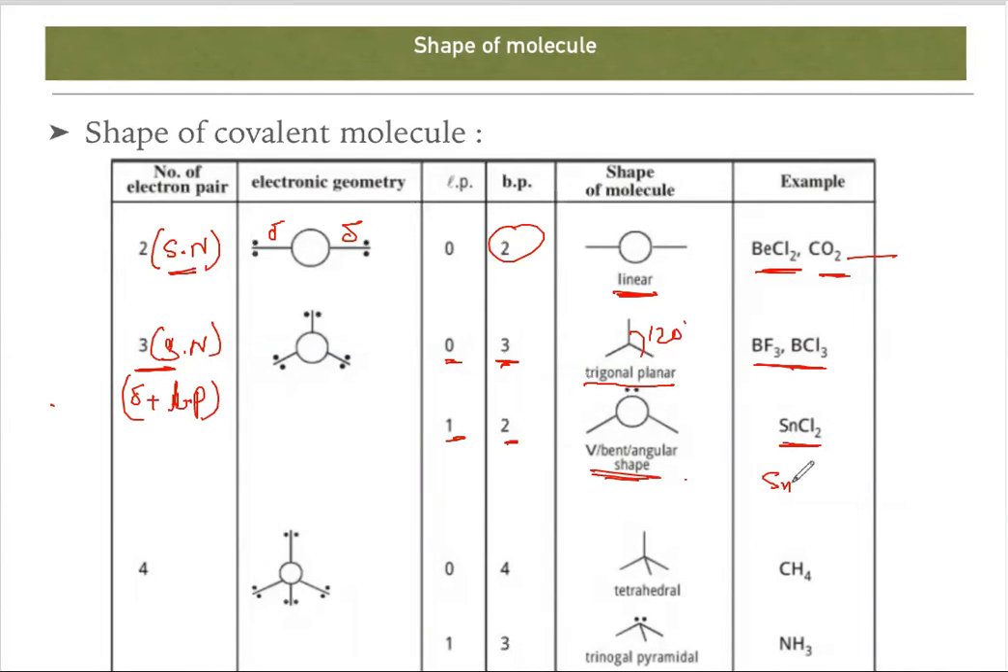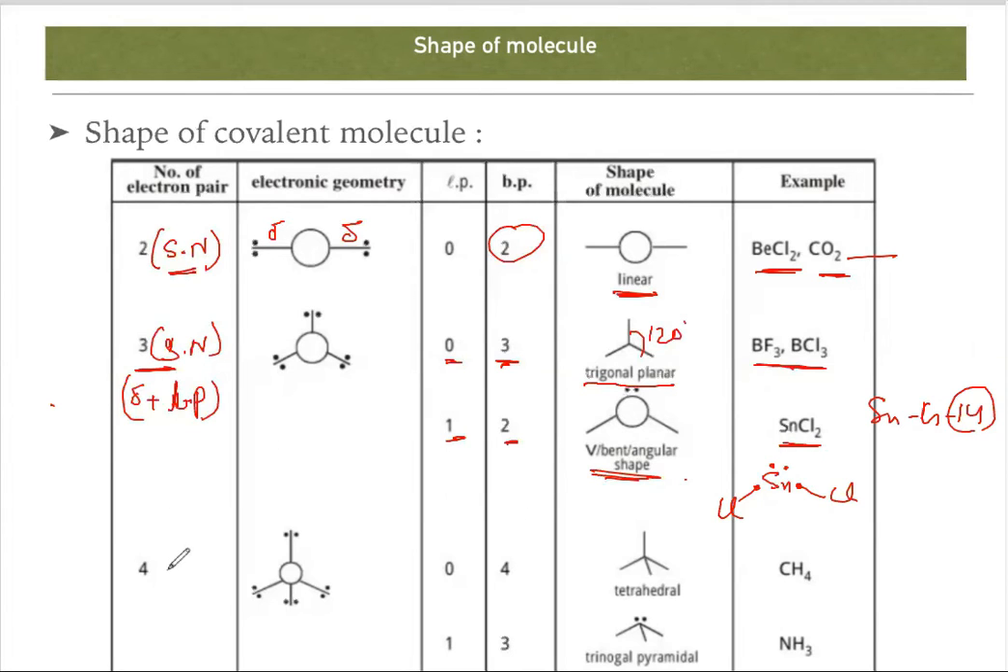How do you know its geometry is V, bent or angular? See, Sn, tin. Tin belongs to which group? Tin belongs to group number 14. 14 group means it must have 4 electrons around its center atom. So 1, 2, 3 and 4. And chlorine will share 1 electron. Another chlorine will share another electron. So how many lone pair left? Only one lone pair. Okay, so this is clear, I think.